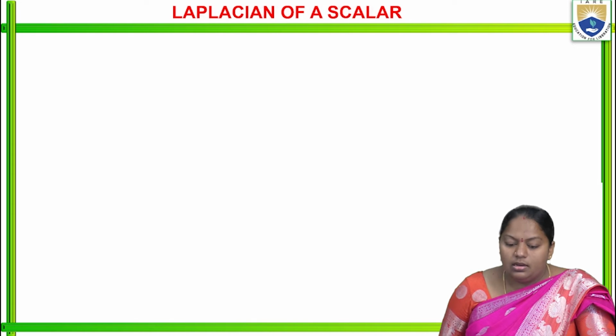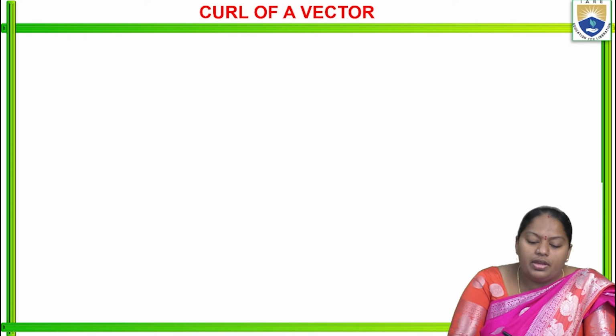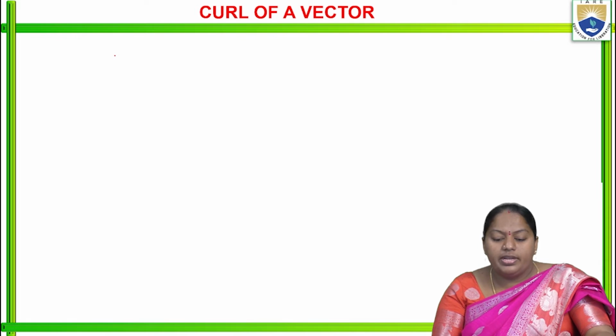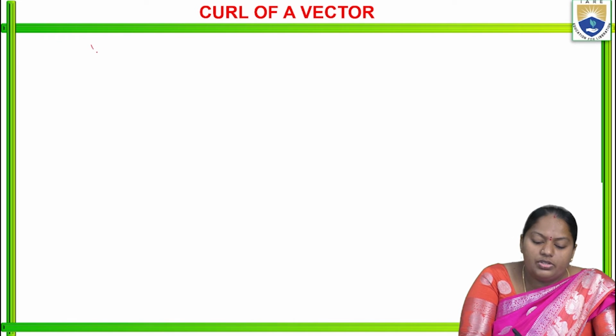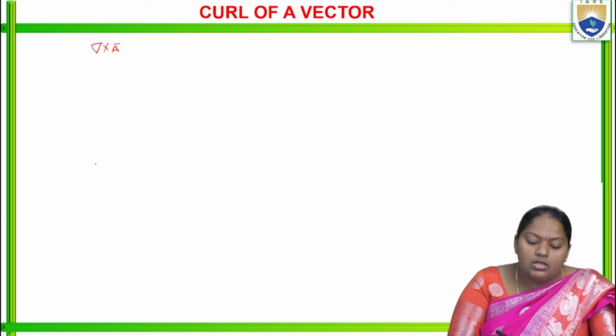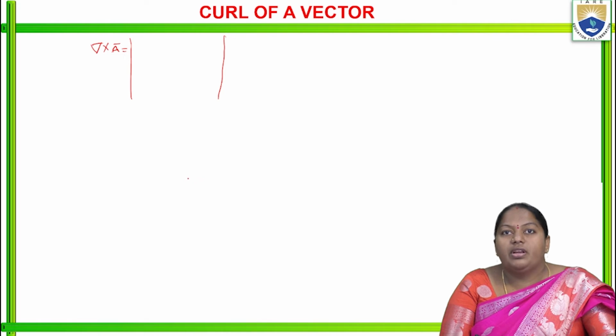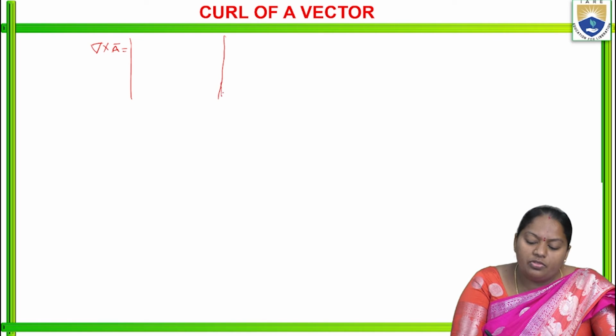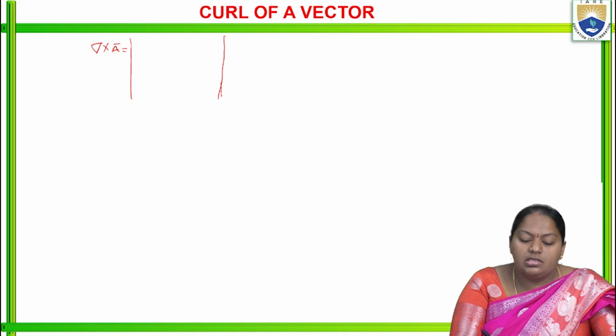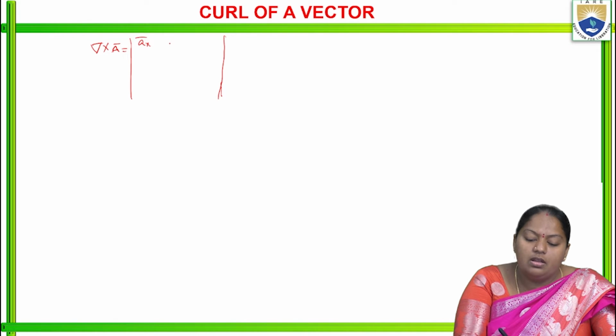Next, curl of a vector. Now we are representing this one. To write curl of a vector, we use the notation del cross A bar. In order to write this del cross A bar, we will consider the determinant form. In the determinant form, we are writing a 3 by 3 matrix, which means in the first row we have to write all the unit vectors in the respective directions.